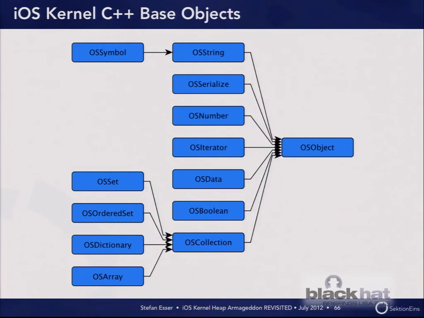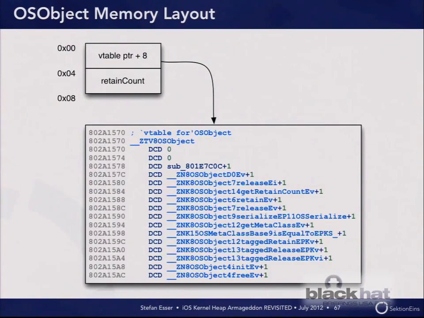So now, when you look at these OS objects in memory, they will look like this. This looks very much like C++ objects in browsers, or in user space. So in the beginning you have the vtable pointer, and in the case of the OSObject, you only have one property, which is the retain counter, some kind of reference counter. The vtable pointer is pointing into the const segment of the kernel, and this is basically the list of methods of this object. Well, the virtual functions.